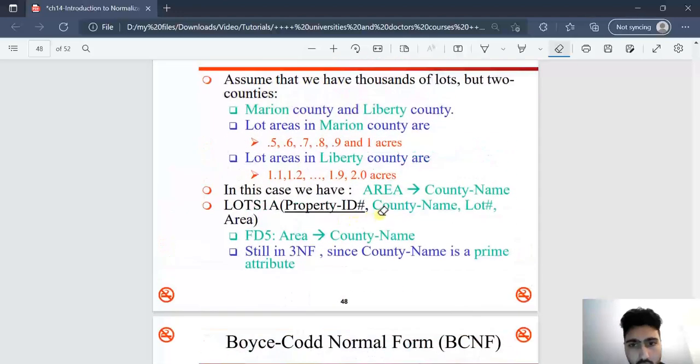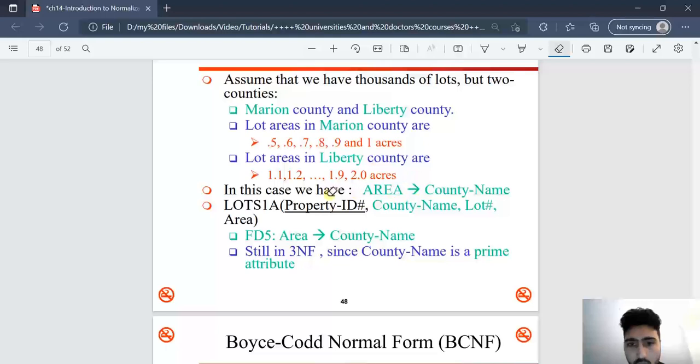If we go to the new functional dependency, which is area derives the county name, and look at the lots 1a relation, we find that the super key is the property ID and the county name and the lot number, or any set of attributes that contains these attributes. However, the left side of this functional dependency is area, which is not a super key. It's a non-key or non-prime attribute, and this breaks the BCNF rule.